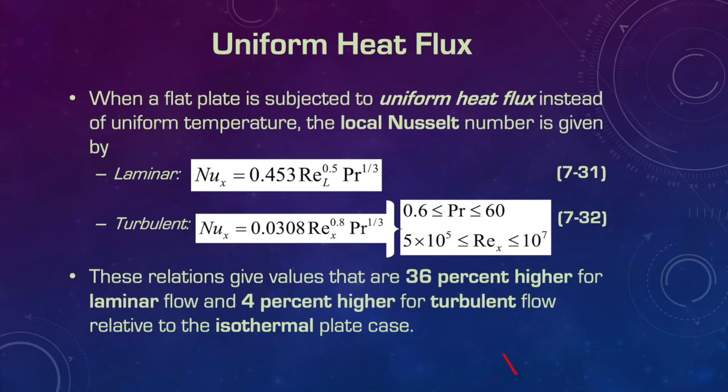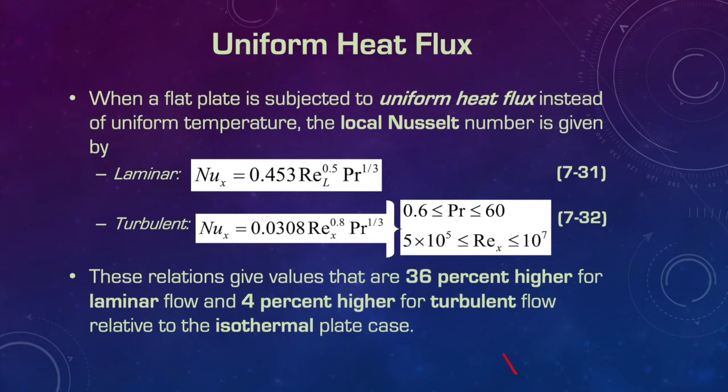Last but not least, the flat plate with uniform heat flux. When a flat plate is subjected to uniform heat flux instead of uniform temperature, we have the local Nusselt number and average Nusselt number. Remember, I told you previously that there are two conditions: constant surface temperature and constant uniform heat flux. At this point, it is constant uniform heat flux.